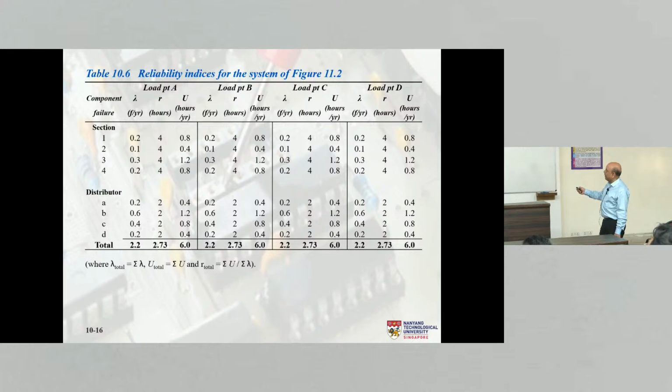Clear? Whenever section 2 fails, also repair. Section 3 fails, repair. Section 4 fails, repair. Correct? And then lateral distributor fails, repair, everything is the same. You see the reliability of load point A, load point B, load point C, load point D, exactly the same. It's a highly unreliable system and probably not the best system to have in any radial distribution circuit.